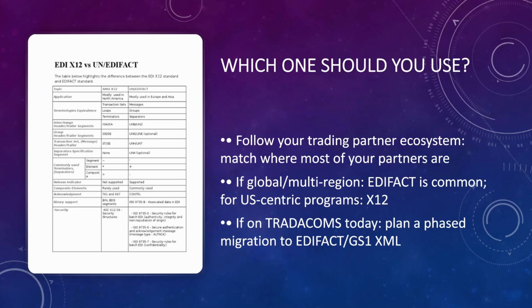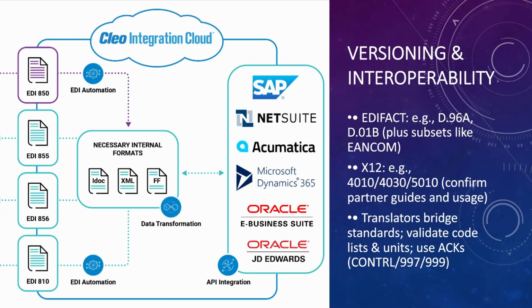So, which EDI standard should you use? The answer is simple. Follow your trading partners. If you operate globally or in Europe, EDIFACT is usually the best fit. If your business is US-centric, X12 is the standard you will encounter the most. And if you are still using TRADACOMS, it's usually a good idea to plan a phased migration to EDIFACT or GS1-based formats.